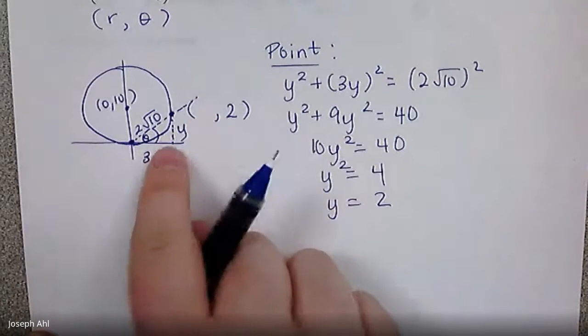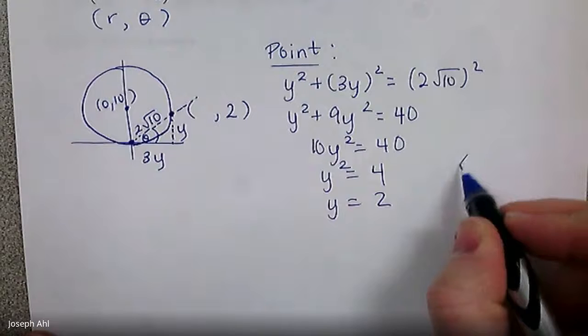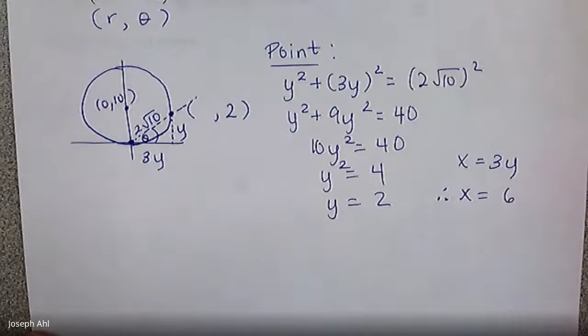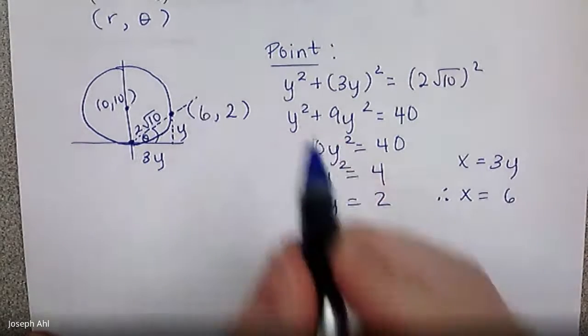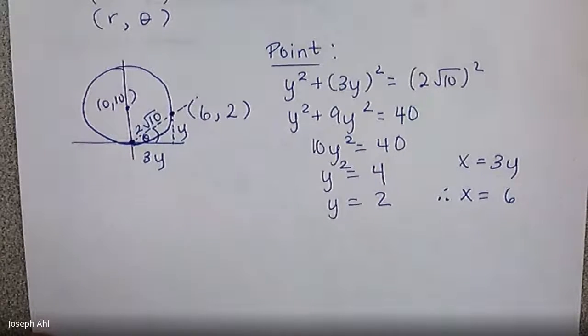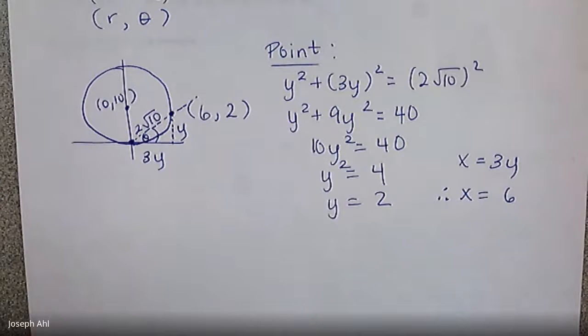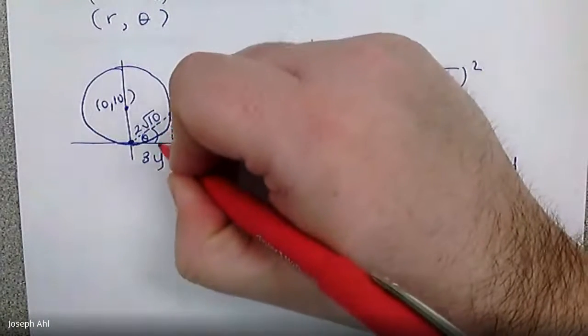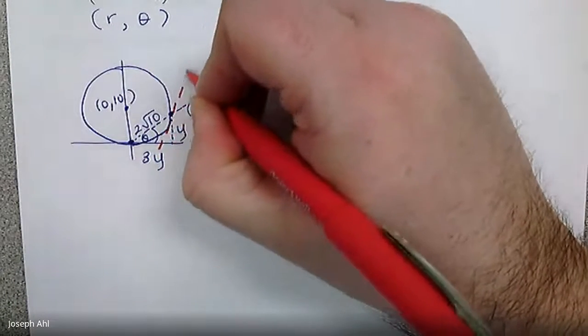To find the x value, well, x was defined as 3 times y, so therefore x would equal 6 at that location. Okay, so the point of tangency in rectangular form is (6, 2). And what we're trying to find in the end is we want to write the equation for this line right here. Let's see if I can do it, where I try and make it look like a tangent line.